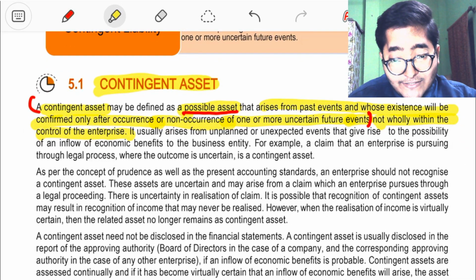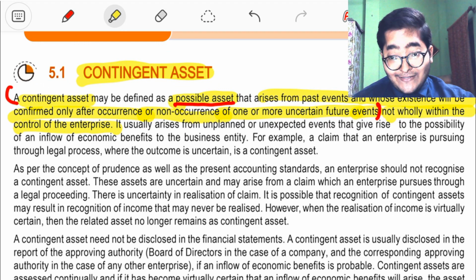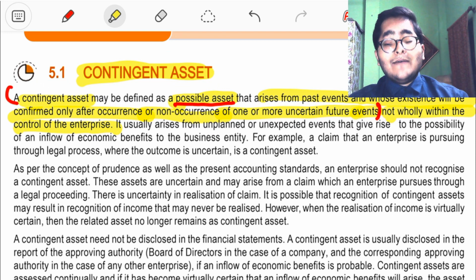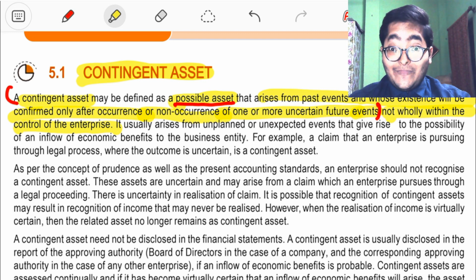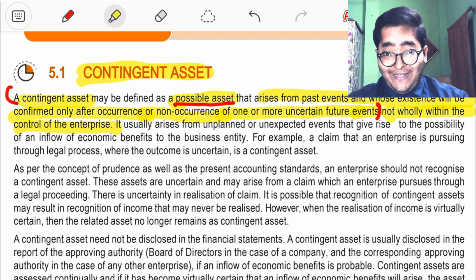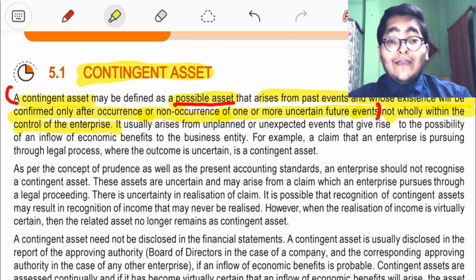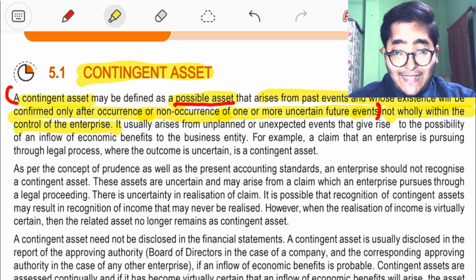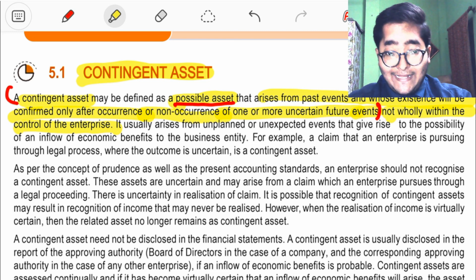It usually arises from unplanned or unexpected events that give rise to the possibility of an inflow of economic benefits in the business entity. एसेट कब होता है? एक एसेट तब भी होता है जब उससे कुछ इकोनॉमिक बेनिफिट मिले. एक मशीनरी को एक एसेट कहा जाता है. क्यों? क्योंकि उस मशीनरी से गुड्स प्रोड्यूस होगा जिसे एक बिजनेस सेल कर सकता है. इनडायरेक्टली वो मशीनरी इकोनॉमिक बेनिफिट जनरेट कर रहा है उस बिजनेस के लिए.